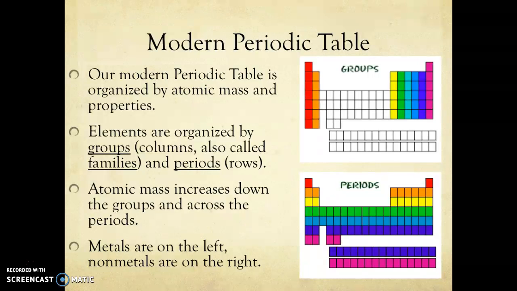Periods are rows going across, and it's the same thing. Each row has characteristics that are similar for all of the elements in that particular row. As you go down the groups and across the periods, the atomic mass increases. Also, as you look at the periodic table, on your left are metals and on your right are nonmetals. So the pattern is that it becomes less metallic the further you go to the right.